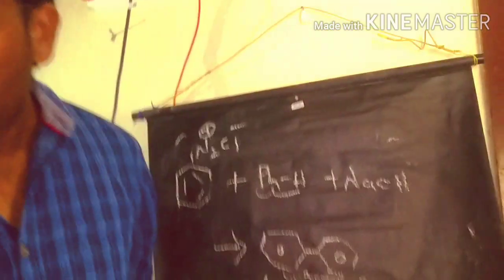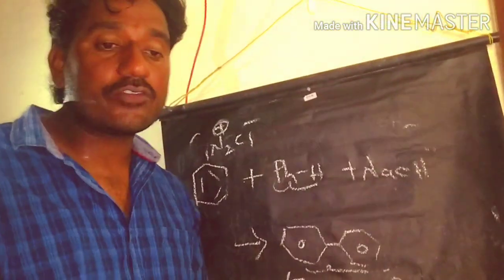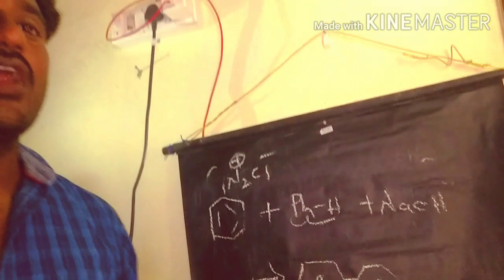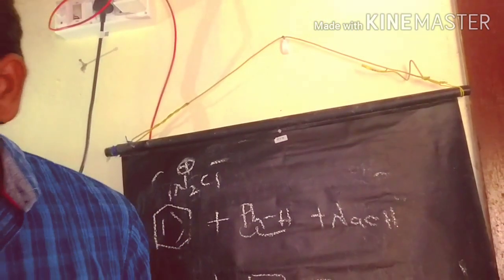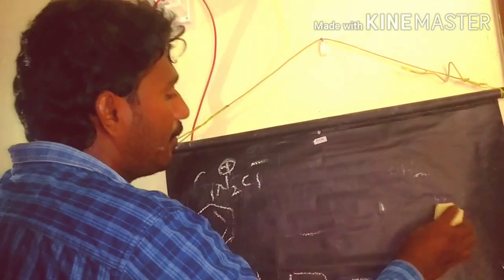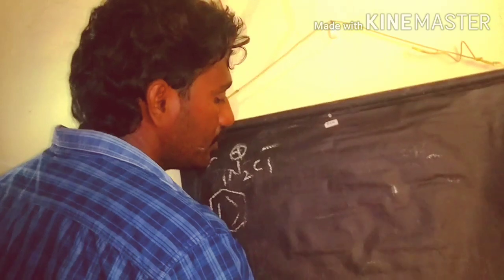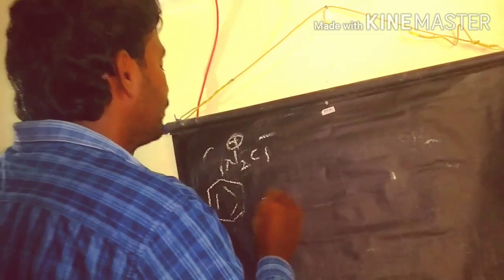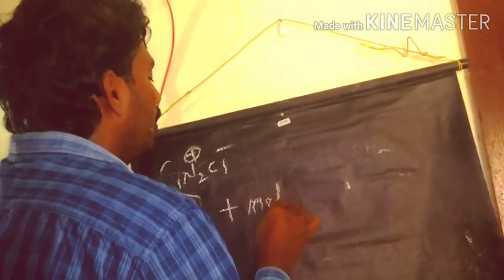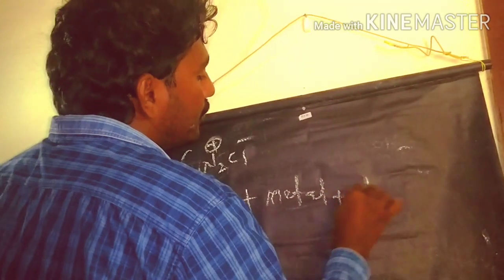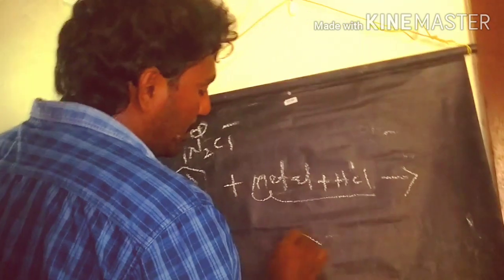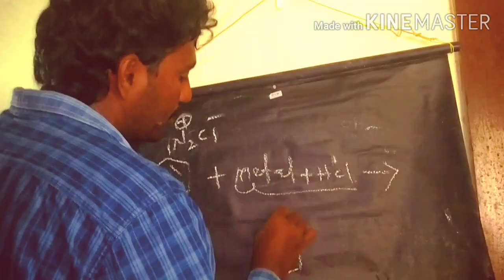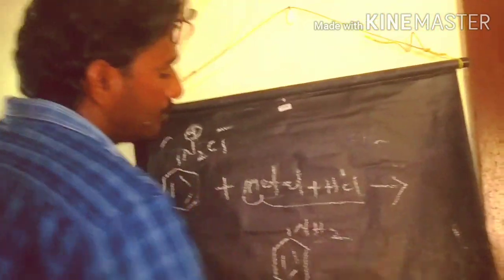Let's see what products we get if the aryl diazonium salt is involved in a reduction process. We have reduction reagents like zinc and HCl, a metal in the presence of HCl. This is one of the reduction reagents to produce aniline as the product. So this is the aniline product.